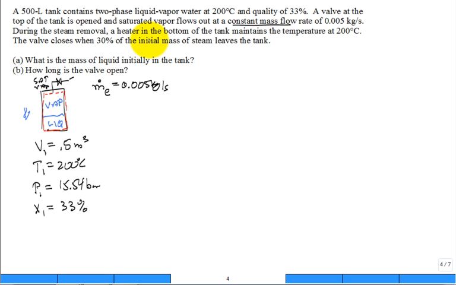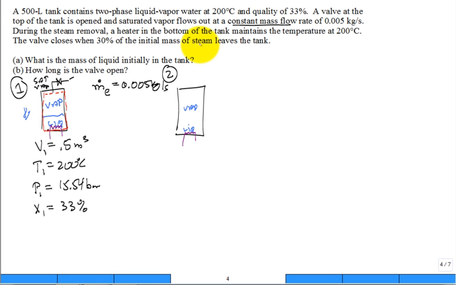During the steam removal, a heater in the bottom of the tank maintains the temperature at 200 degrees C. So we conceptually think of a little electric heater there. It keeps it at 200 degrees C. So after a while, the valve closes. Okay, so maybe I sketch over here, and think about initial state 1, final state 2. I probably still have some vapor in there. Maybe I color code it like I did before. Some vapor in there, maybe some liquid in there. I still have my heater. It was running the whole time. The valve closes when 33% of the initial mass of the steam has left the tank.